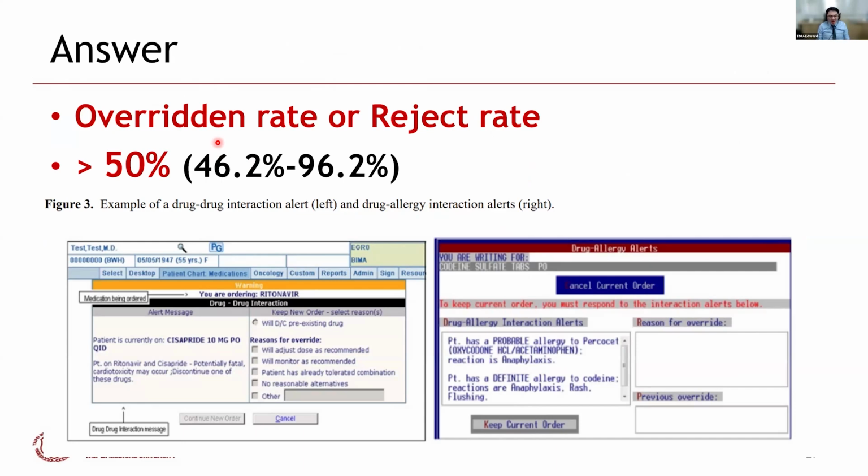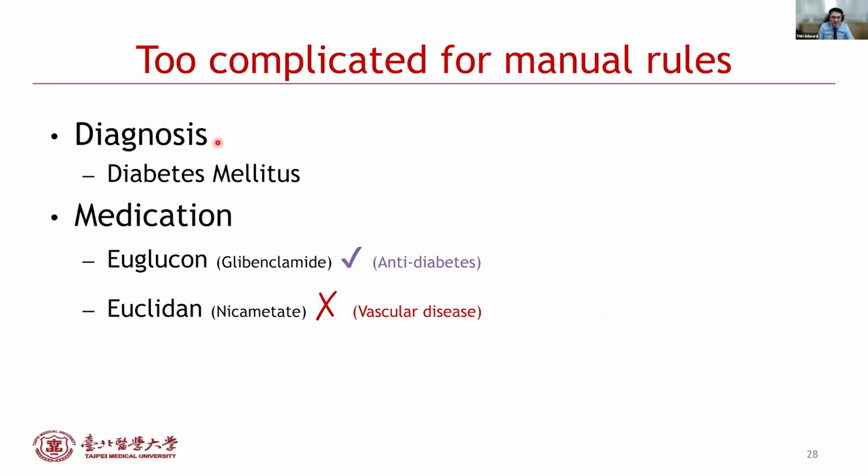It means that if you use a rule base, using your guideline to create the model to provide a suggestion to the physician, finally the accept rate is less than 5%. So it is not useful. So what is the reason? Because there are too many complicated rules.